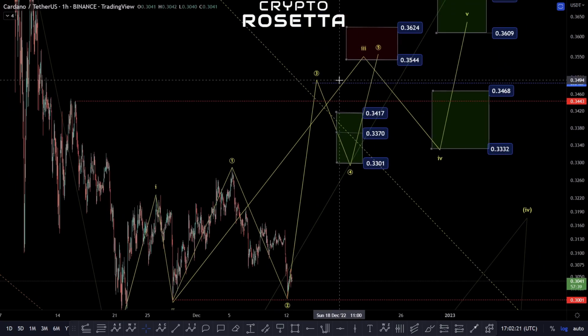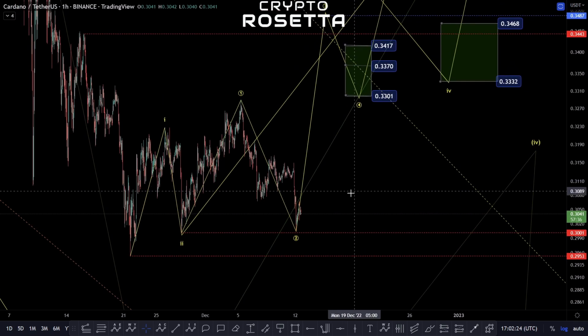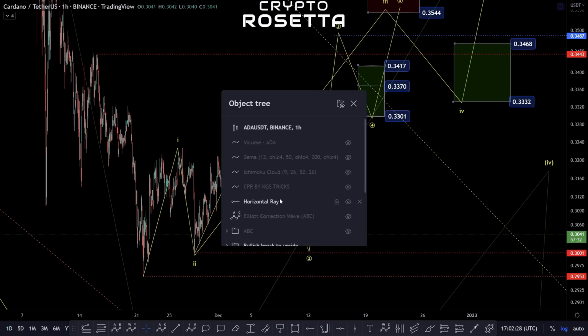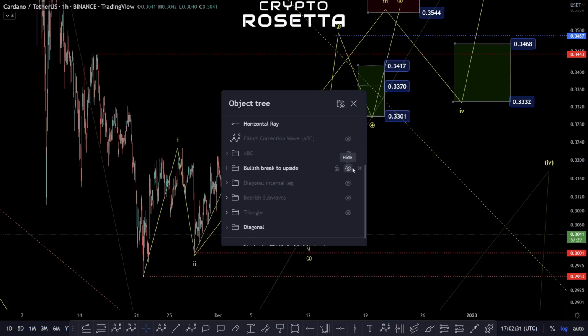This is not very likely in my opinion. I just feel like we're going to be going down first before we have any upside. Therefore we now switch over to that.